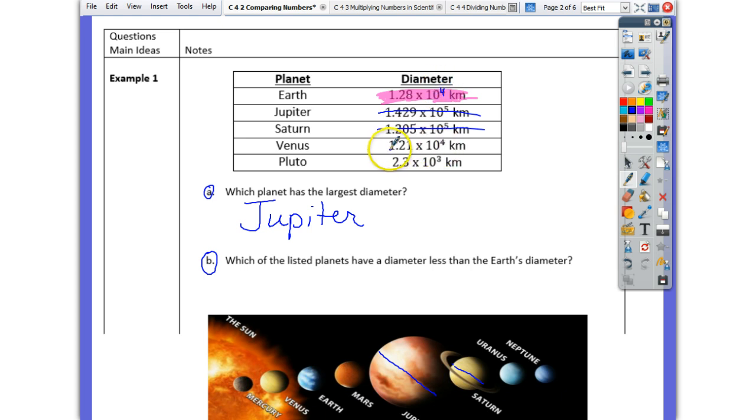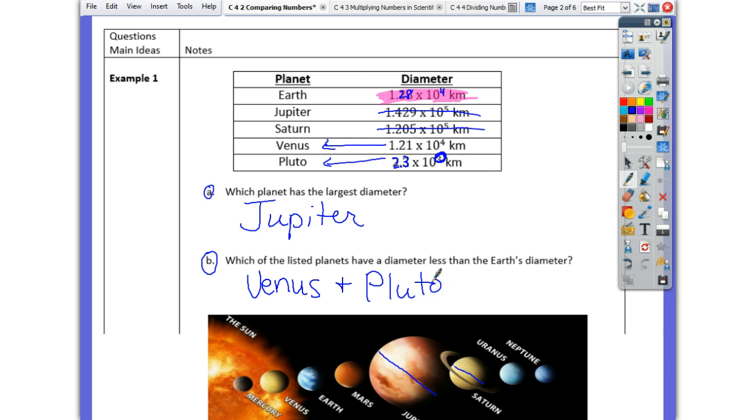We're going to have to look here. Is 1.21, think of it as money, $1.21, less than $1.28? Yes, it is. So this one is less, so we're going to put Venus. And what else is less than the Earth? Well, this one has an exponent of 3, so it doesn't matter. Even though 2.3 is bigger than 1.28, it has a smaller exponent, so it's still going to be smaller, so also Pluto.